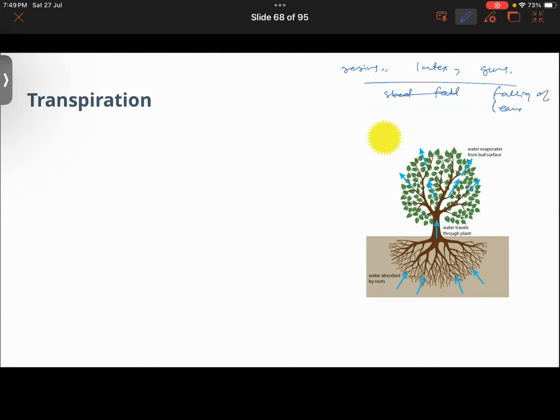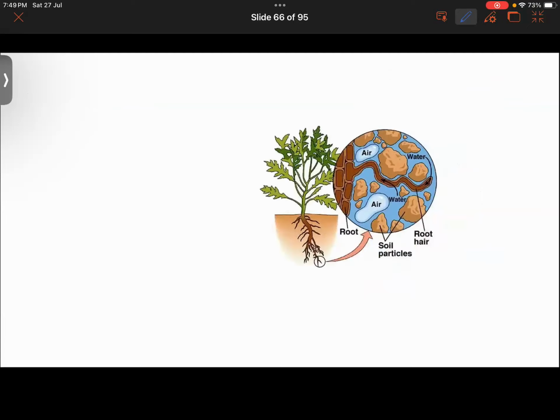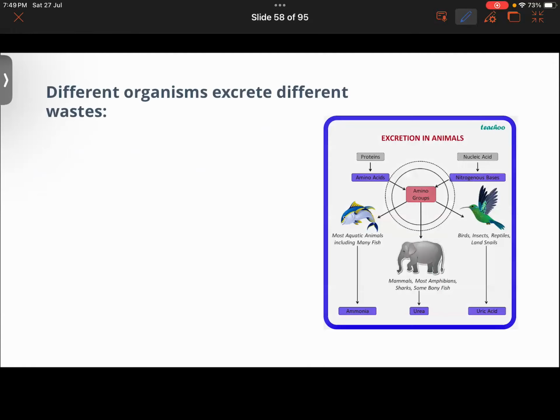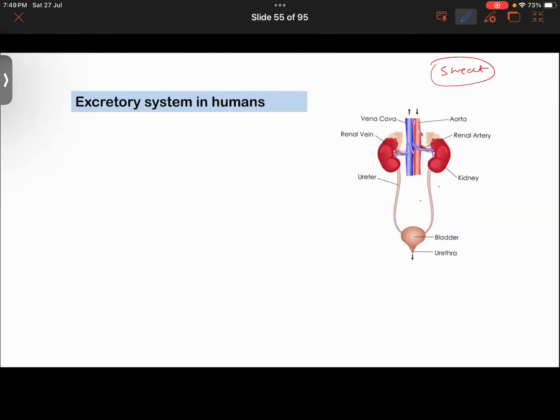So plants also get rid of waste, although the manner in which they do so is different from animals. But they also need to get rid of waste, because if waste were to accumulate in the body, it would be problematic. Got this now? Okay.